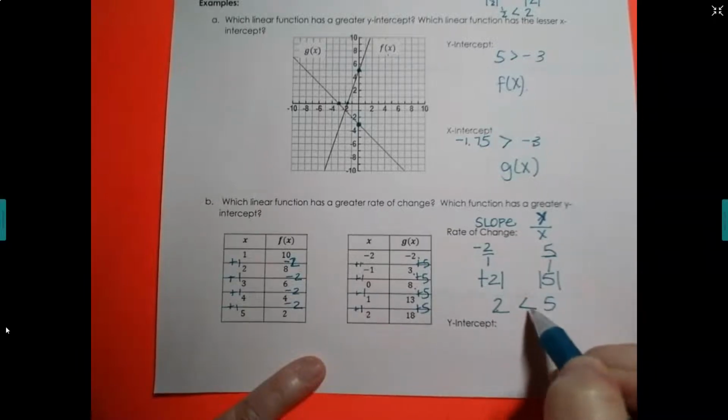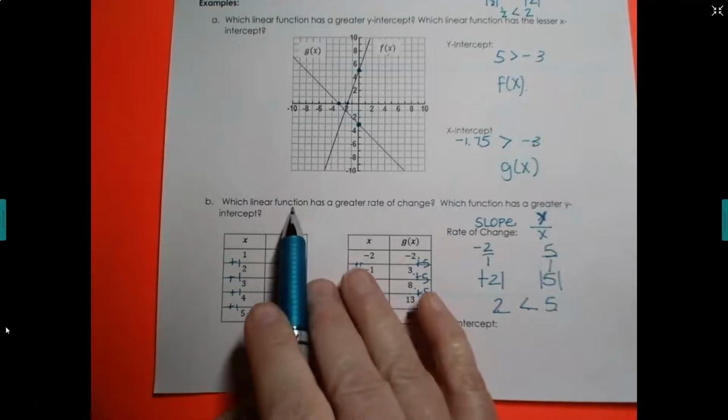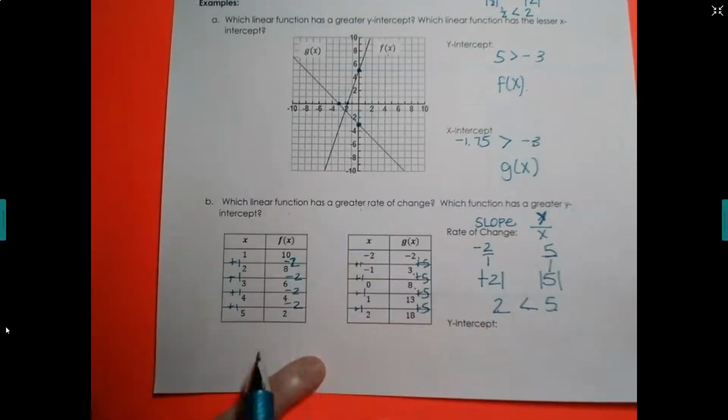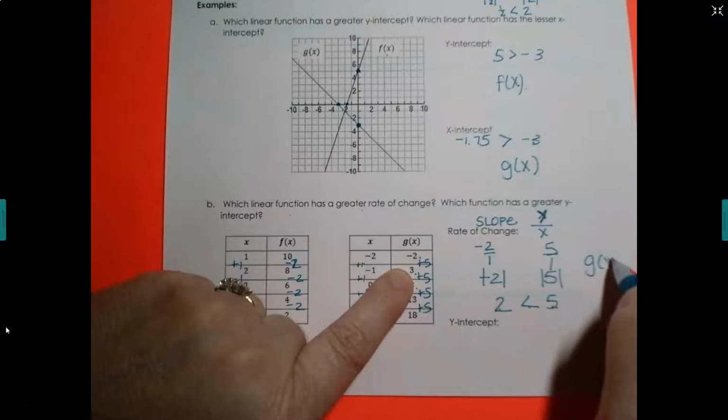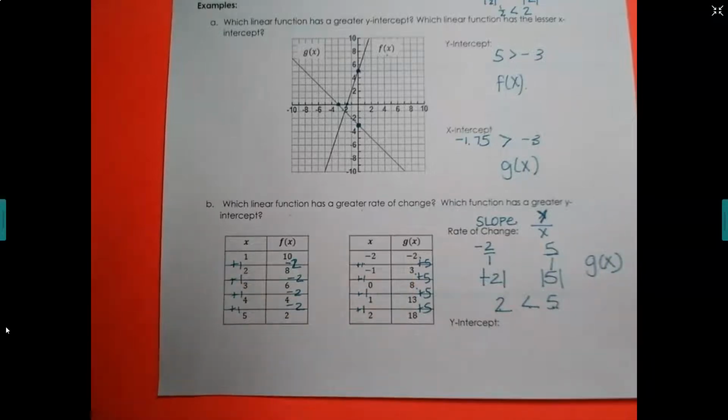This is how they compare. 2 is less than 5. My question is, who has the greater rate of change? The 5 does, and that is from g of x.